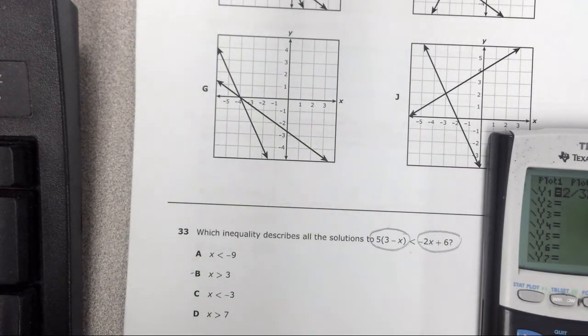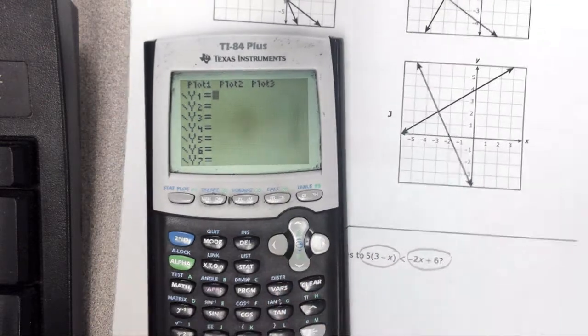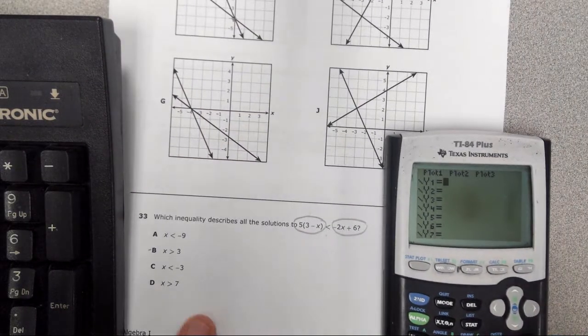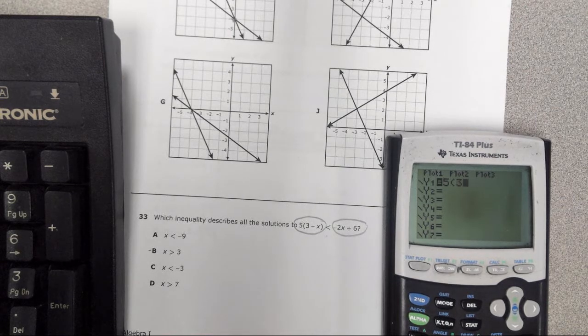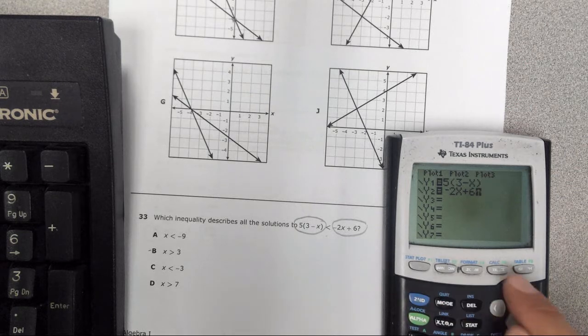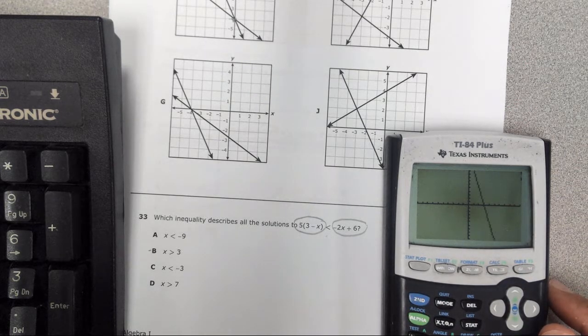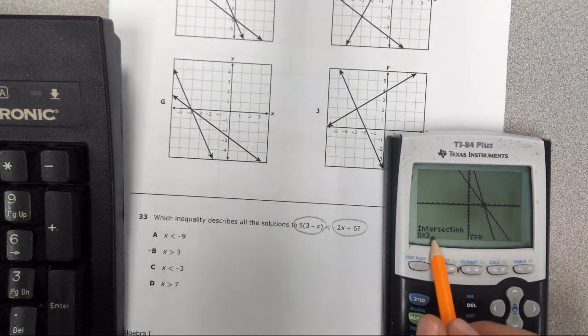So if I go over here and just plug into your calculator, 5 open parentheses 3 minus x. Again, if you don't know what the systems are, watch the video that I did right before this one. Negative 2x plus 6. There you go. Second trace, 5. Let it graph. And you press 3 enter. 1, 2, 3. X is 3.